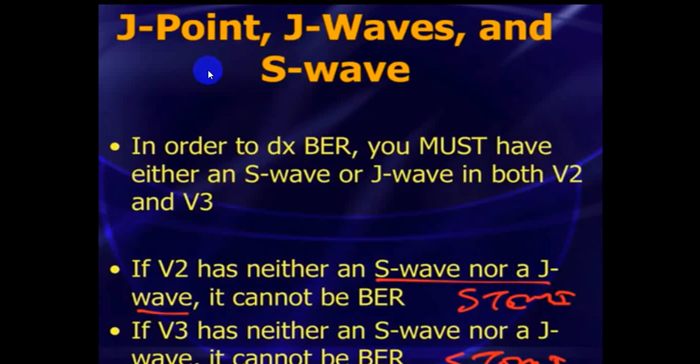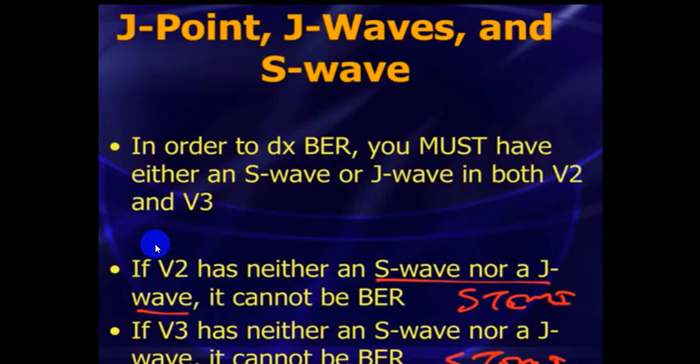Hence, there is also one clue given by Dr. Mutu: in order to diagnose benign early repolarization, you must have either the presence of an S wave or the presence of a J wave in both V2 and V3. So he suggests always have a look at V2 and V3. In benign early repolarization, usually we get ST segment elevation in V2 and V3. Now in that, if you get a J wave present, that is a fish hook appearance, or there is an S wave, it is straightforward in favor of benign early repolarization.